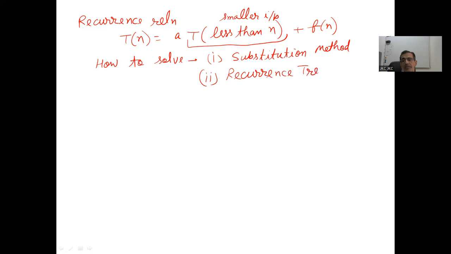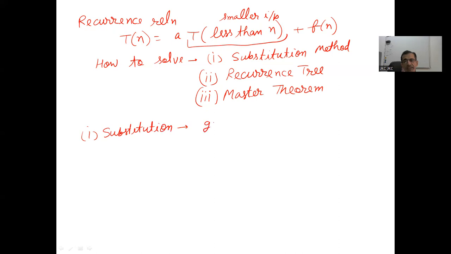So the recurrence tree method, and the third method, which is a direct shortcut with thumb rules and formulas available, is called the master theorem. For solving such recurrence relations, these three methods are useful. We are going to start with the first and second, and then we will come to the third. First one is quite simple, the substitution method. This method is what we are going to immediately touch upon.